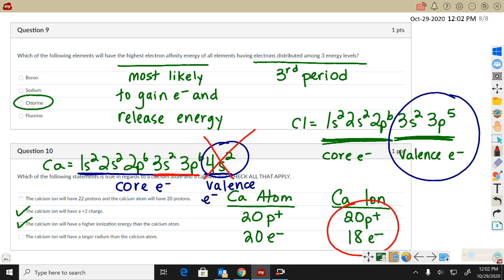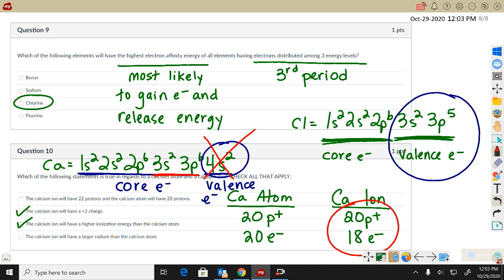Now the calcium ion will have a higher ionization energy than the calcium atom. Yes. And so I think about it this way, that I've got 20 kids and I'm taking them on a field trip. I got 20 kids and I got 20 teachers. Cool. So it's like 1 teacher per kid. And it's kind of like the calcium atom. There's 1 proton for every electron. They're attracted to each other.